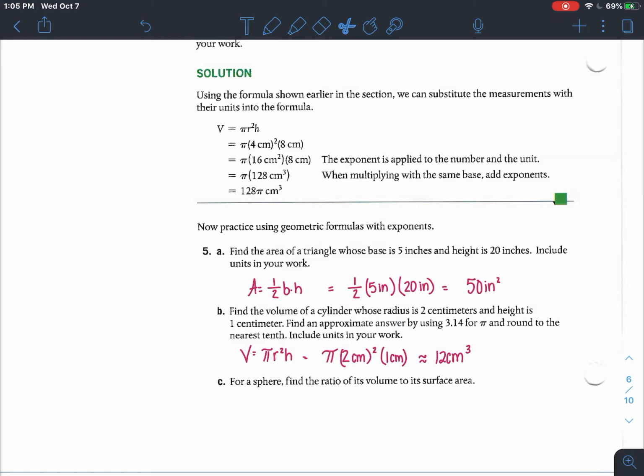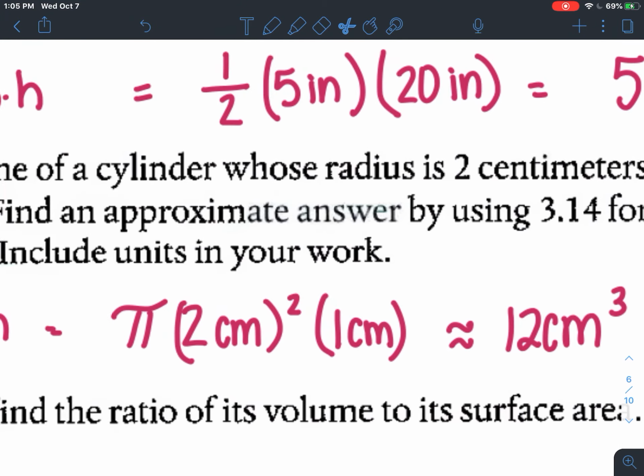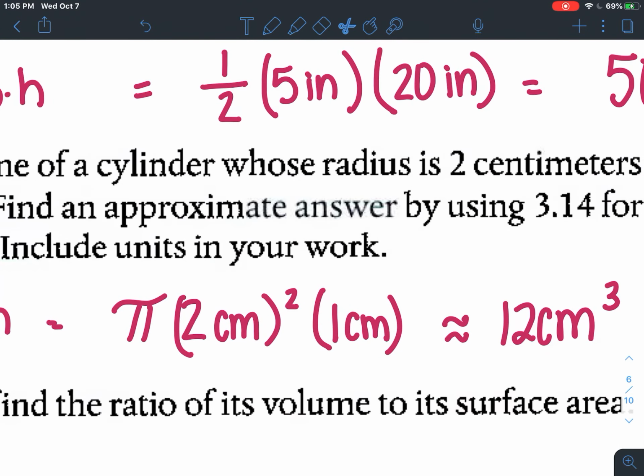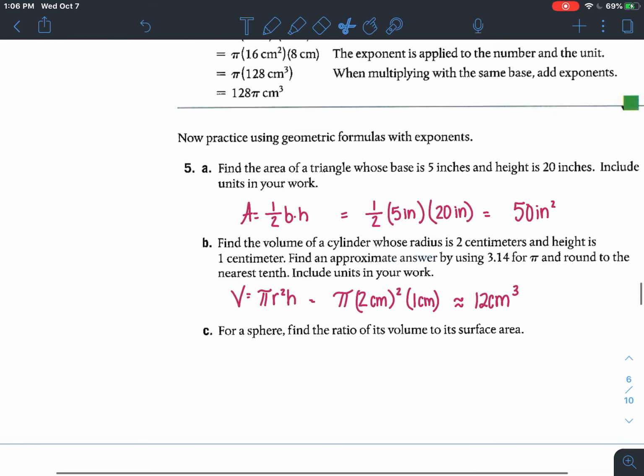And I will get, in the end, 12 centimeters cubed. How did I do that? Okay, remember pi is 3.14 times 4 times 1. Why was it 4? Because 2 squared is 4. So 3.14 times 4 times 1 gives me approximately 12. And then centimeters squared times centimeters is centimeters cubed. That's why volume is cubed, area is squared.